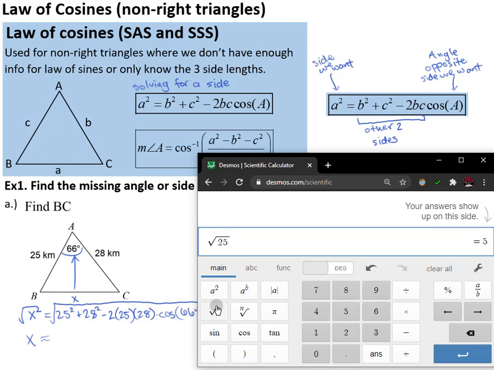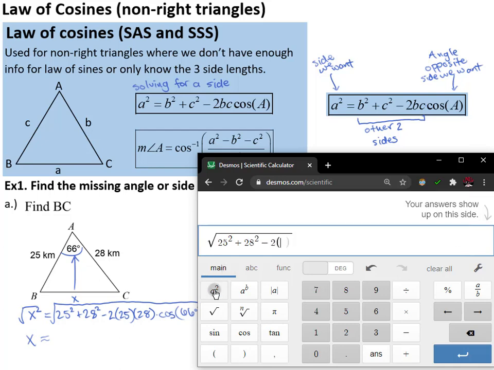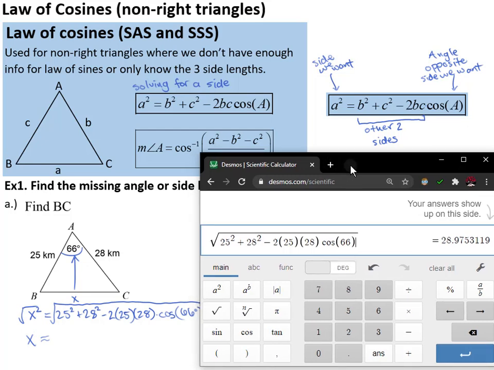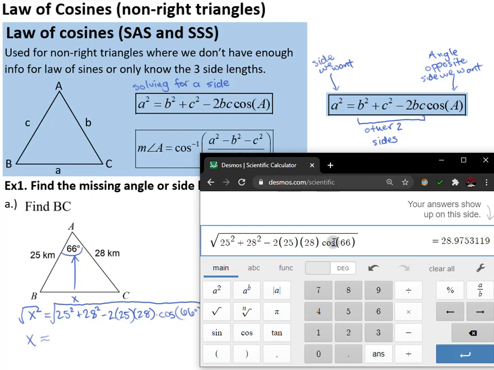We're going to type in 25 squared. You can just press this button if you want to square something. Plus 28 squared minus 2 times 25 times 28. You can just press times here, just like parentheses, times the cosine of 66 degrees. And make sure your calculator says degrees, or you can read degrees on the screen somewhere. Here it is. This is the formula that will find this length down here. And we're rounding to the nearest tenth, that is 1 decimal place.